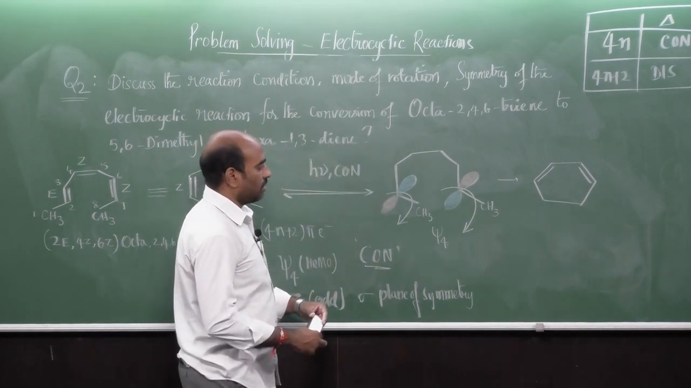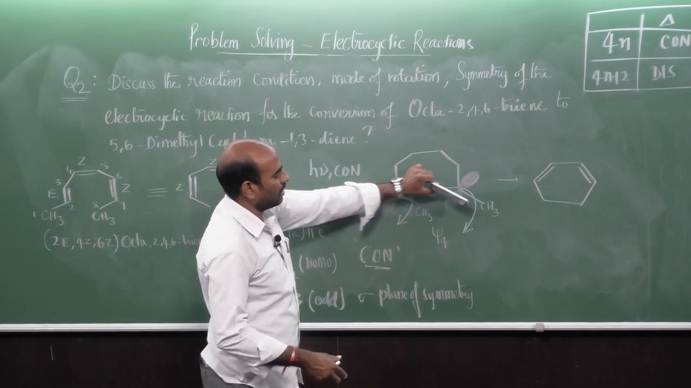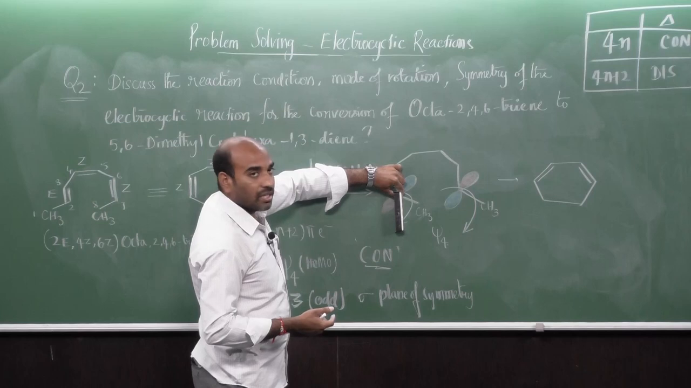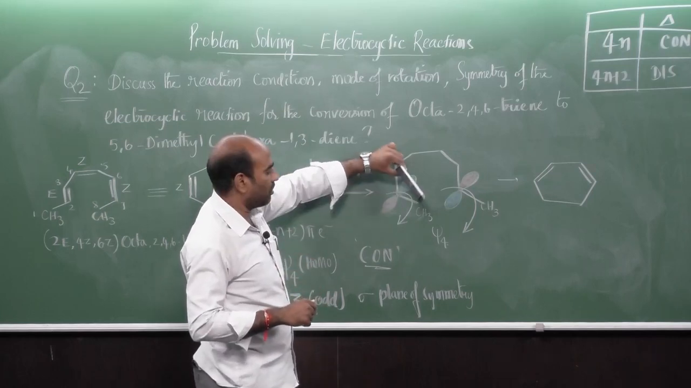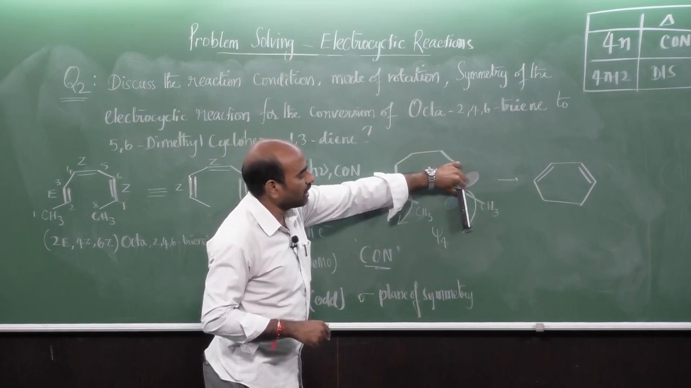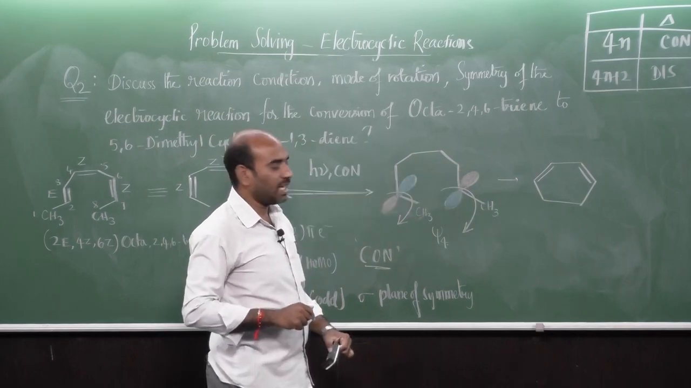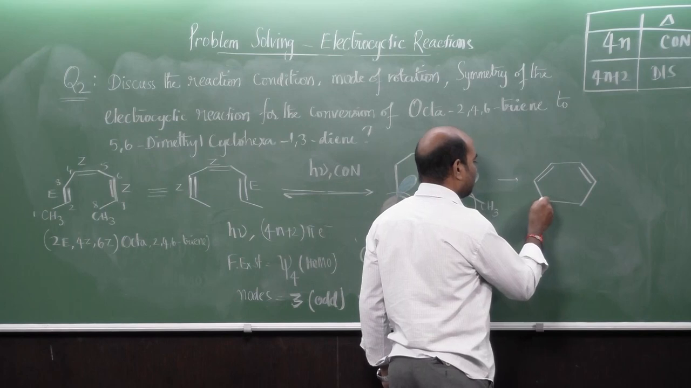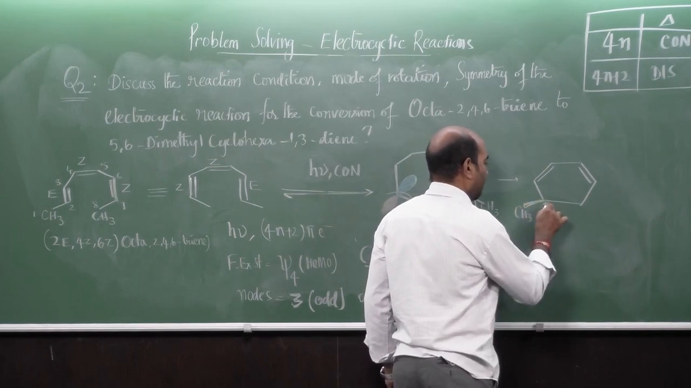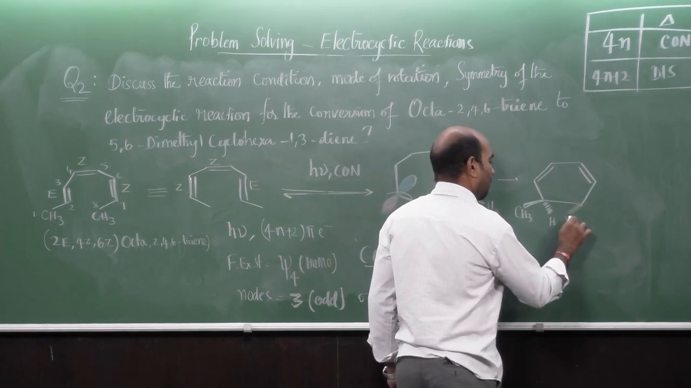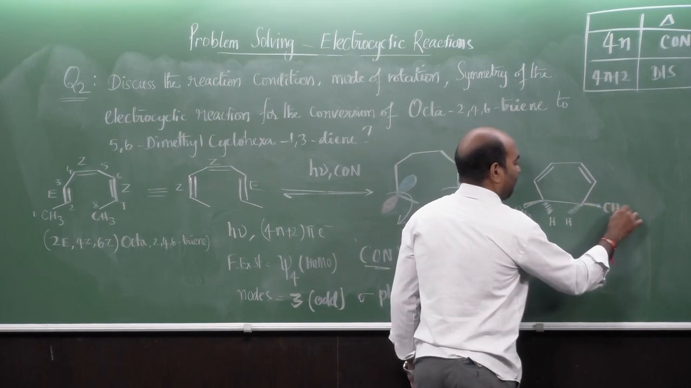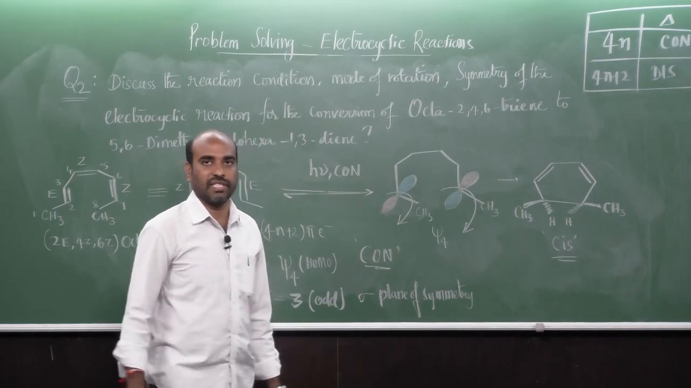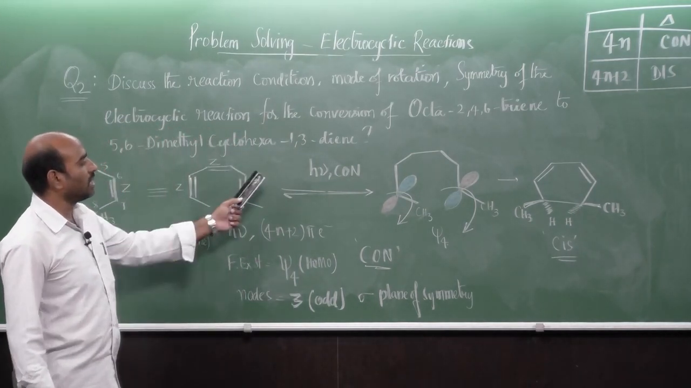On con mode of rotation, what is happening here? The methyl group is in this direction at both terminal carbon atoms. So, when we perform the clockwise rotation, it is moving and looking at the bottom if you rotate by 90 degrees. The same thing, if you perform the con mode of rotation, this methyl group is also moving down the plane, below the plane, right. So, that means both the methyl groups are coming on the same side. CH3, H, H, CH3. So, cis interaction is seen in the product, right. So, this is under photochemical condition.